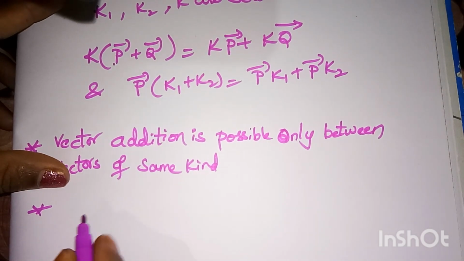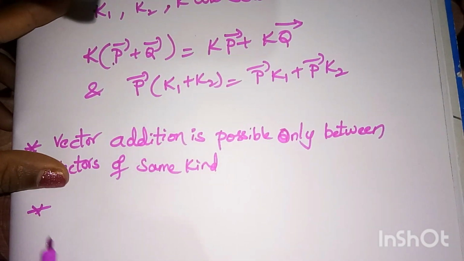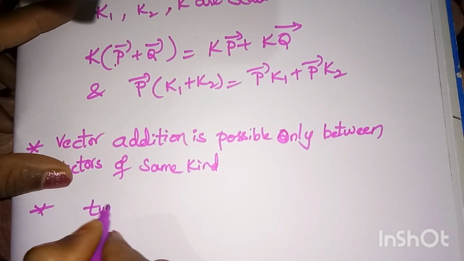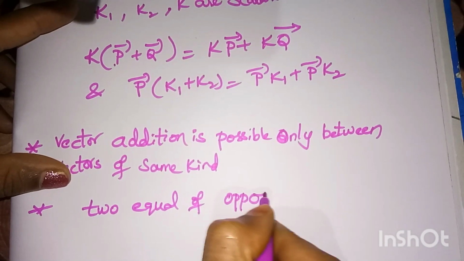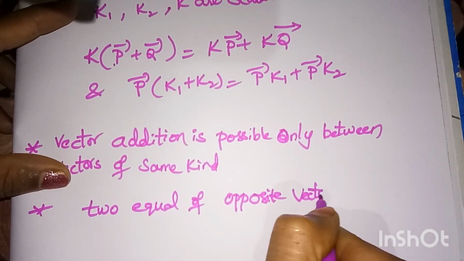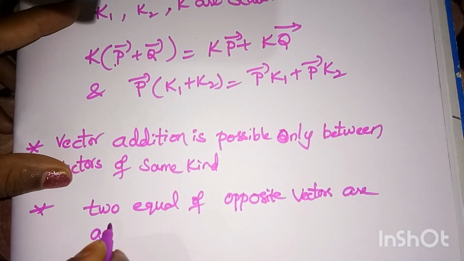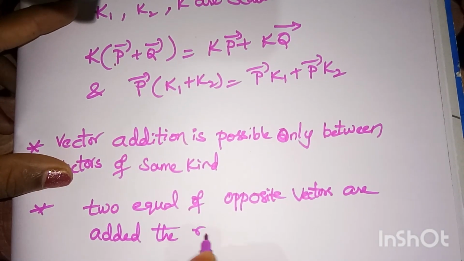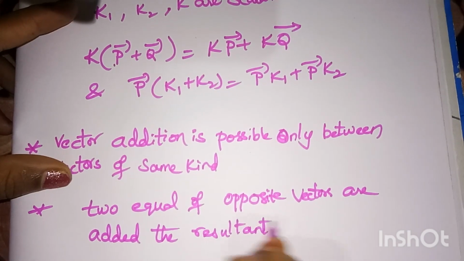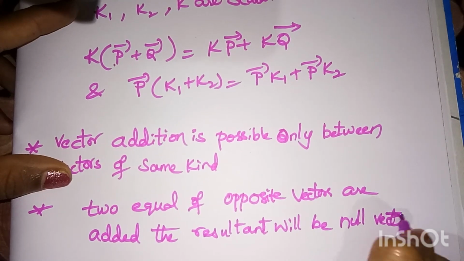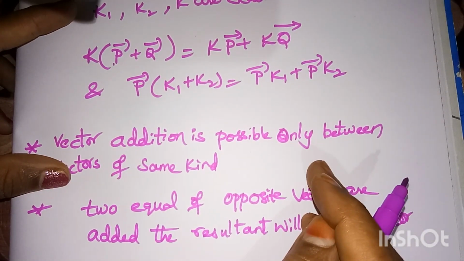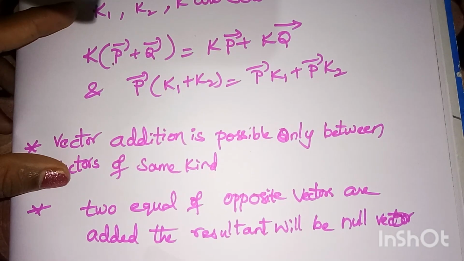For suppose, if you add two equal and opposite vectors, the resultant will be a null vector. Just remember that I said that when two vectors are moving in the same direction, we get the resultant by connecting the second vector's initial point to the first vector's final point.